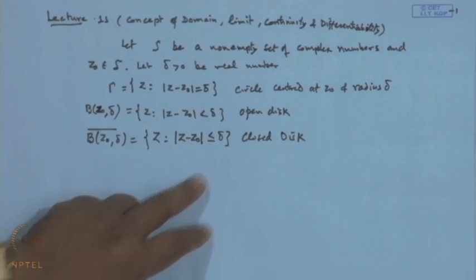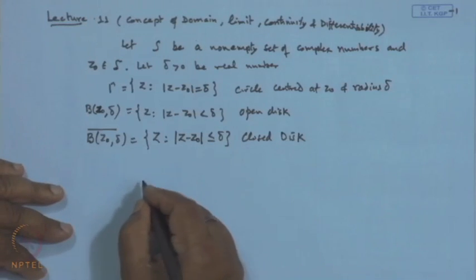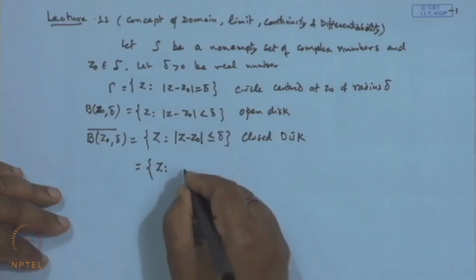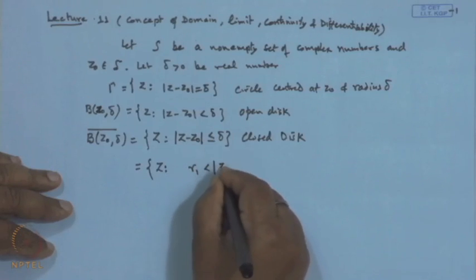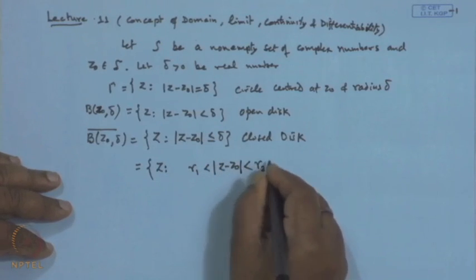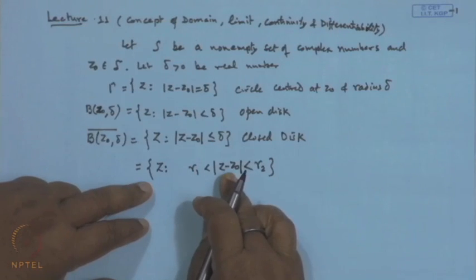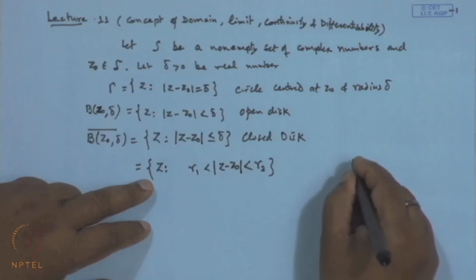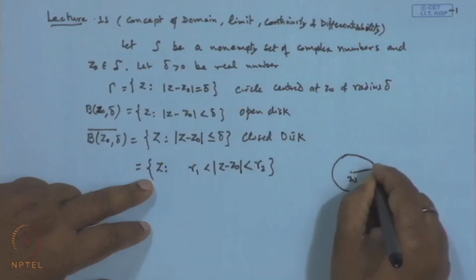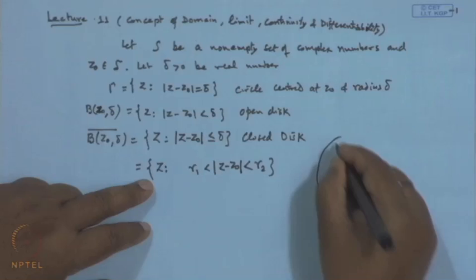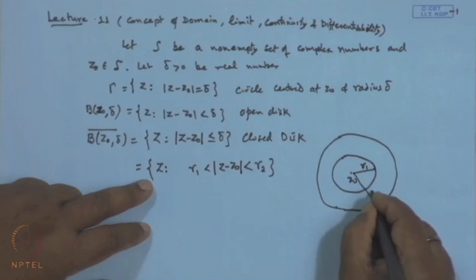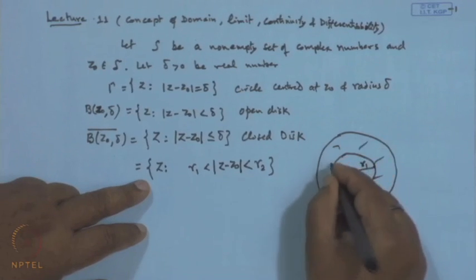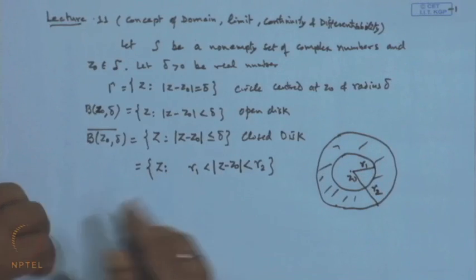Then by annulus we mean the set of those complex numbers Z such that R 1 is less than mod Z minus Z naught less than R 2. Collection of all such points Z centered at Z naught which lie between the two concentric circles. This is one circle centered at Z naught with a radius say R 1. Here we have another circle with the same center Z naught and radius R 2. So, these are two concentric circles. Then the set of those points which lie in between these two circles is known as the annulus.